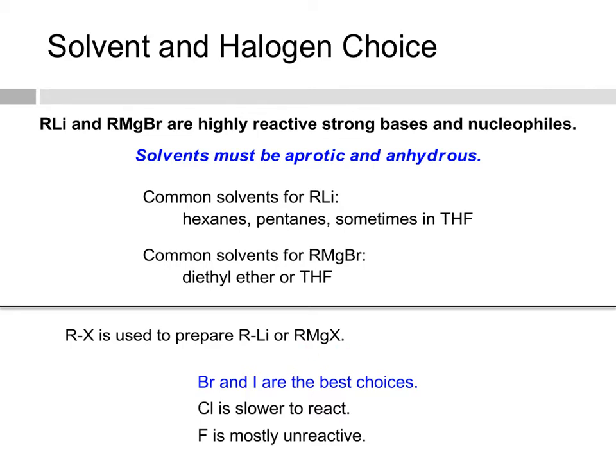The next thing to consider is the halide used when preparing organolithium or Grignard reagents. The halides of choice are bromine and iodine. They work well, efficiently, as well as quickly. Chlorine is slower to react, and fluorine is mostly unreactive and is rarely used.